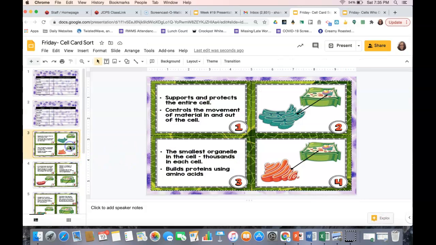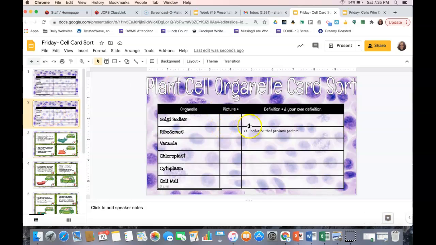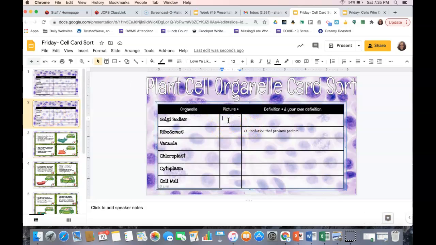And then card number 4 once again shows you a picture. These are little flattened sacs and tubes. They kind of look like squished rubber bands. Their main job is to receive, package, and send out proteins, and this is the Golgi bodies. So you'll go to Golgi bodies, and for the picture, it was card number 4.